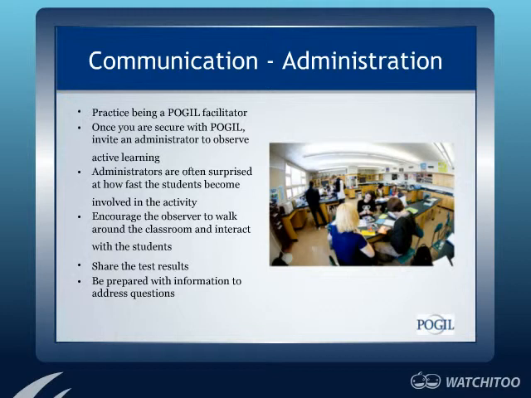But once you're secure with POGIL, you should invite an administrator in to observe and watch active learning. Administrators are often surprised by how fast students become involved in the activity, and this is actually based on a comment made to me by my principal. I was being observed. I was in the second day of a rather large POGIL type activity. It was before POGIL made high school-based POGIL activities, and it was in a college prep class.